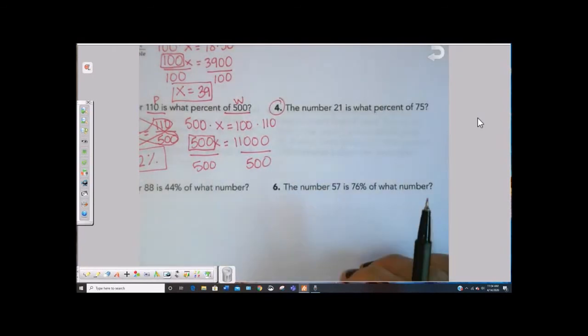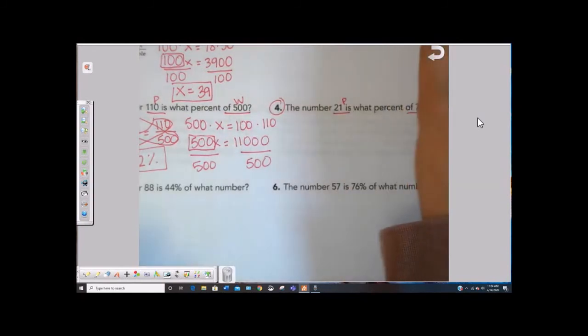If you look at number 4, it is the same thing. So you're going to do it on your own. You have your part, you have your whole. 21 is your part, 75 is your whole.